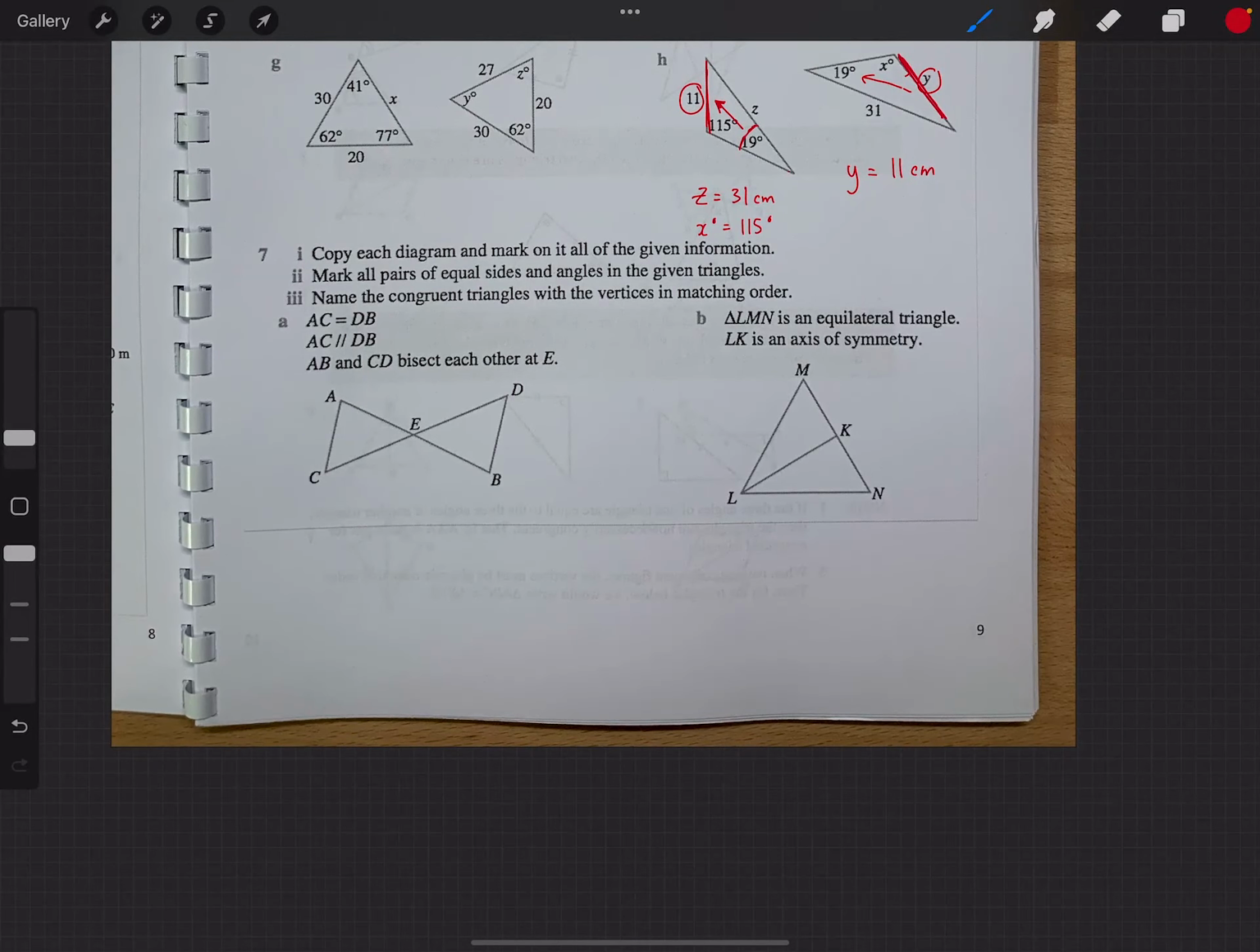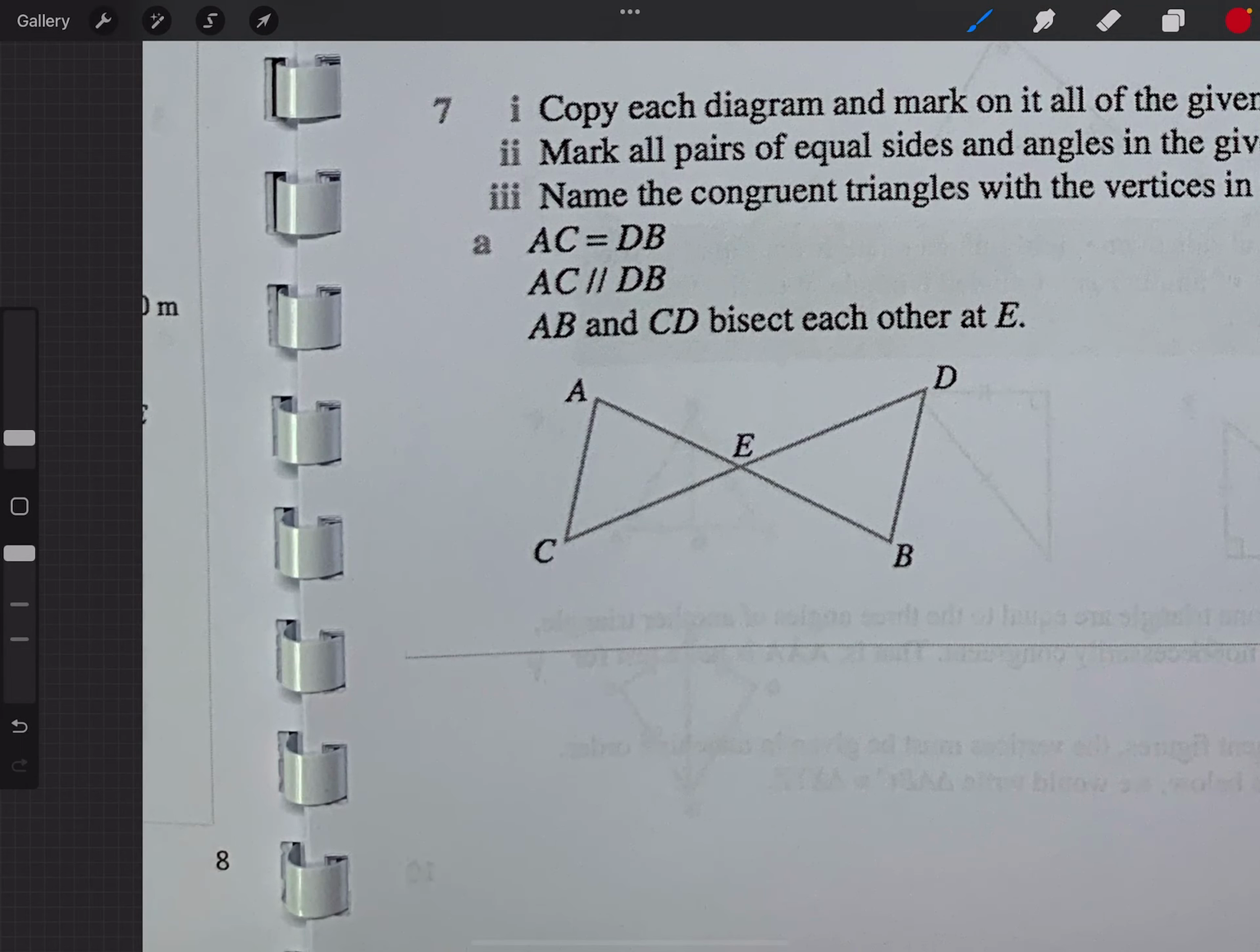Question 7. Copy each diagram and mark on it all of the given information. Mark all pairs of equal sides and angles in the given triangles. Name the congruent triangles with the vertices in matching order. Okay, so let's look at 7a. It says that AC is equal to BD. So these two lengths are the same. AC is also parallel to BD, so these two lengths are also parallel.